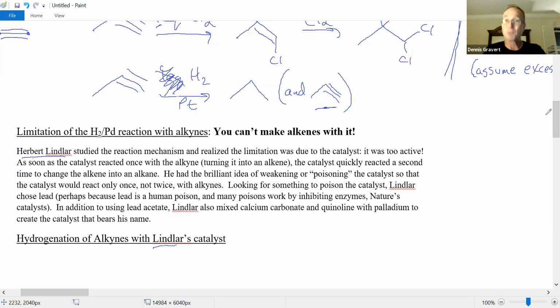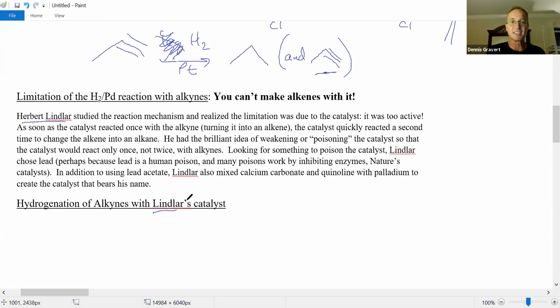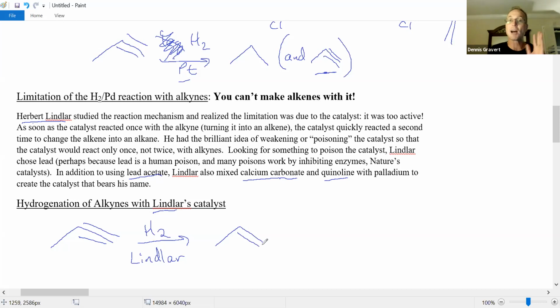So if you use the weakened form of palladium, and the ingredients are listed in the text here, you don't have to memorize it. It's lead acetate, calcium carbonate, quinoline. All you have to do is say, okay, I want the double bond, so I'm going to use Lindlar's catalyst. And if you just write Lindlar instead of Pt or Pd, that's a signal, hey, you're using the weakened catalyst. You do stop at the double bond, and you don't have to add one equivalent. You can add an excess of hydrogen. The catalyst is that good. It just knows: convert the triple bond to a double and stop. Pretty cool.